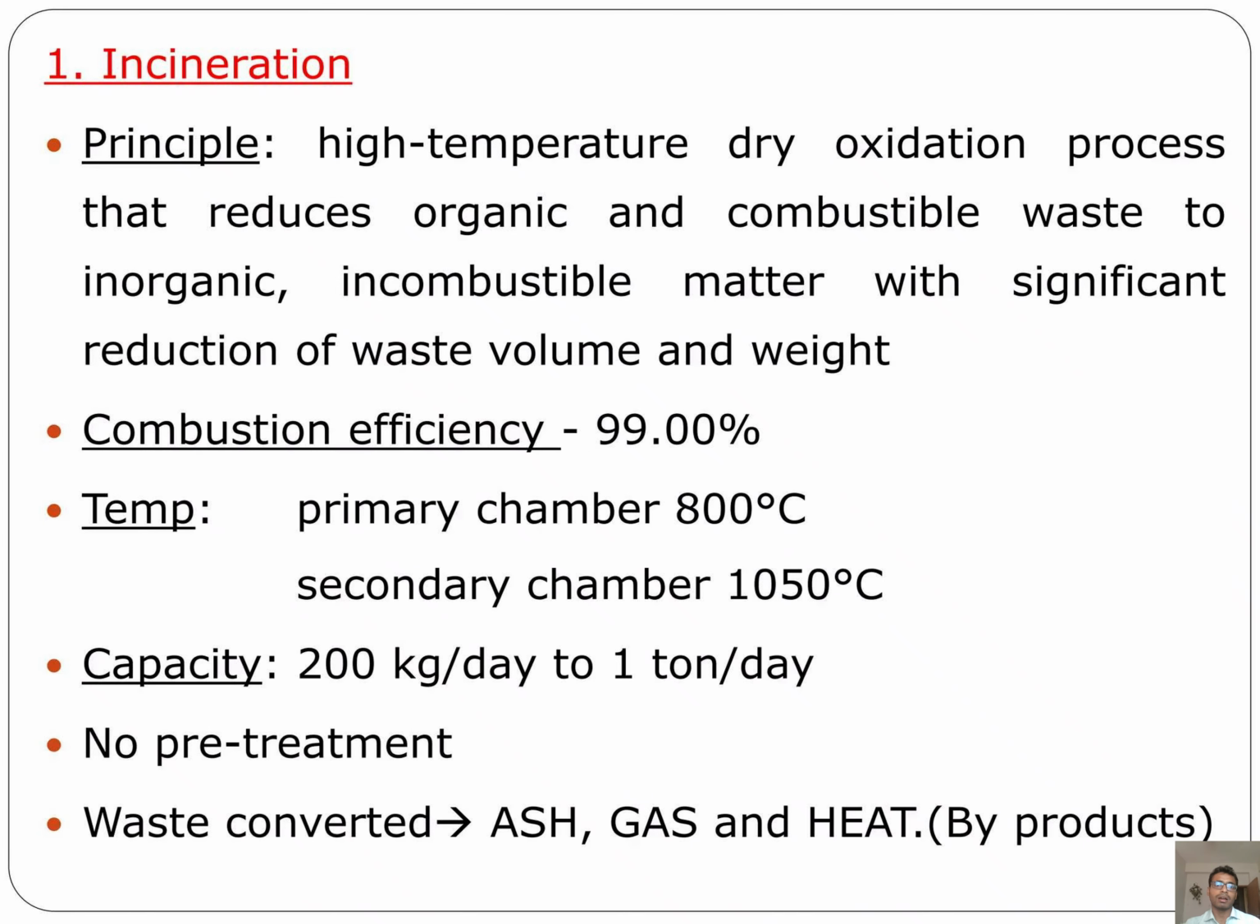Let's start with the incineration principle. It is a high temperature dry oxidation process that reduces organic and combustible waste to inorganic incombustible matter, with significant reduction of waste volume and weight. Combustion efficiency is 99.9%. Temperature is 800 degrees Celsius in the primary chamber and 1050 degrees Celsius in the secondary chamber. Capacity is 200 kg per day or 1 ton per day. No pre-treatment is needed, and waste is converted to gas and heat.